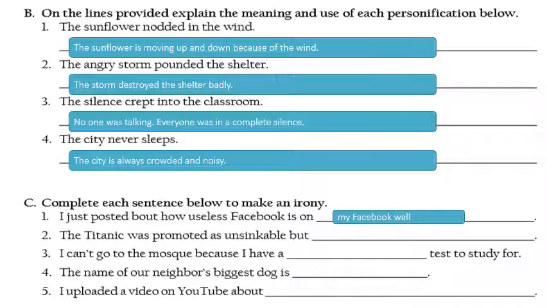Two, the Titanic was promoted as unsinkable, but what happened to the Titanic? It was promoted unsinkable, but sank. Bravo, excellent. It sank in 1912. I can't go to the mosque because I have a test to study for. Mosque, what could be the test? And we have to make it irony, a religion test. The name of our neighbor's biggest dog, the biggest dog. How could it be irony? What could we name it?